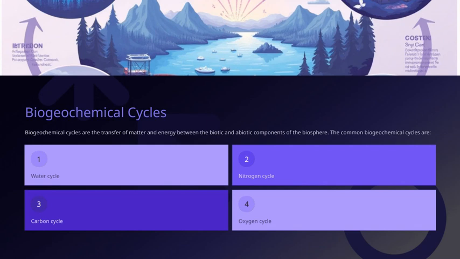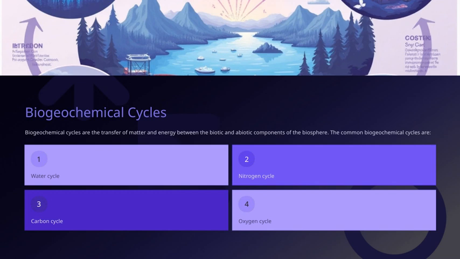These are essential processes that describe how matter and energy move between living organisms and the non-living environment. They ensure the flow of nutrients necessary for life. The main biogeochemical cycles we focus on are the water cycle, the nitrogen cycle, the carbon cycle, and the oxygen cycle. Each of these cycles plays a vital role in maintaining the balance of ecosystems.